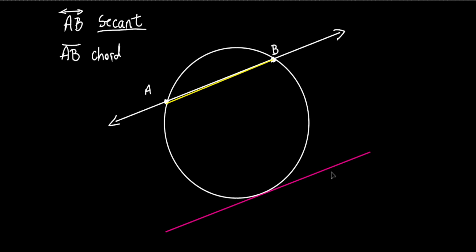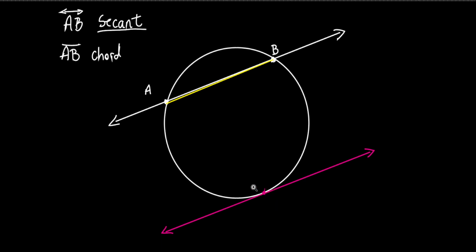Okay. What is this thing right here, though? This is a tangent. Okay. Why is it a tangent? Because it hits the circle just at one point. So it just glances it, okay? That's it. Just hits at one point.